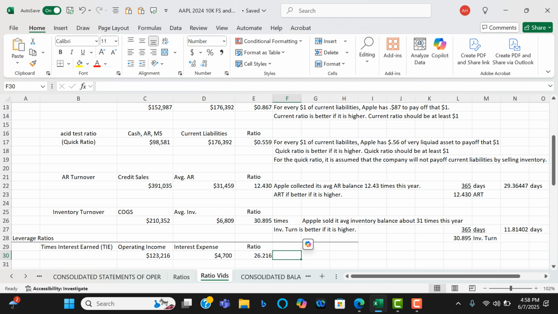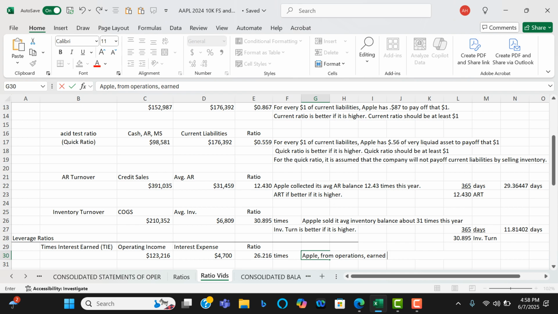Now, this ratio is labeled times, and this means that Apple, from operating income, earned, more or less, I'll just say 26.2 times its interest expense. Now, that really is a very good ratio.